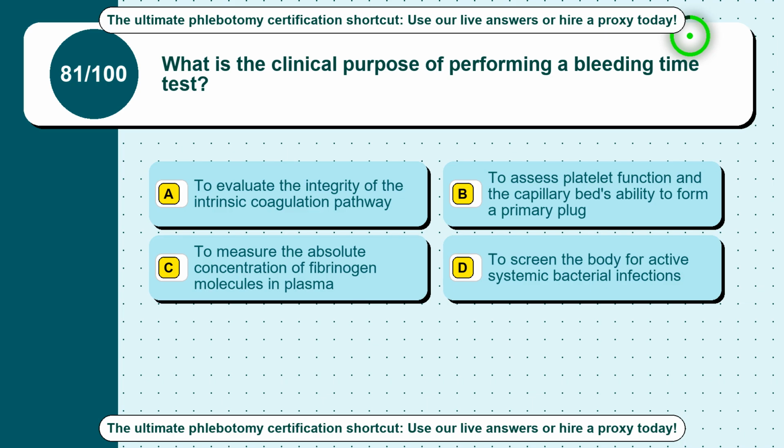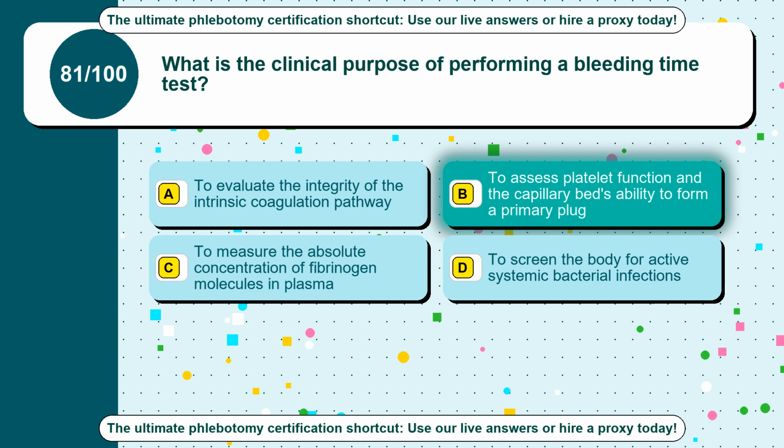Question 81. What is the clinical purpose of performing a bleeding time test? Option A, to evaluate the integrity of the intrinsic coagulation pathway. Option B, to assess platelet function and the capillary bed's ability to form a primary plug. Option C, to measure the absolute concentration of fibrinogen molecules in plasma. Option D, to screen the body for active systemic bacterial infections.